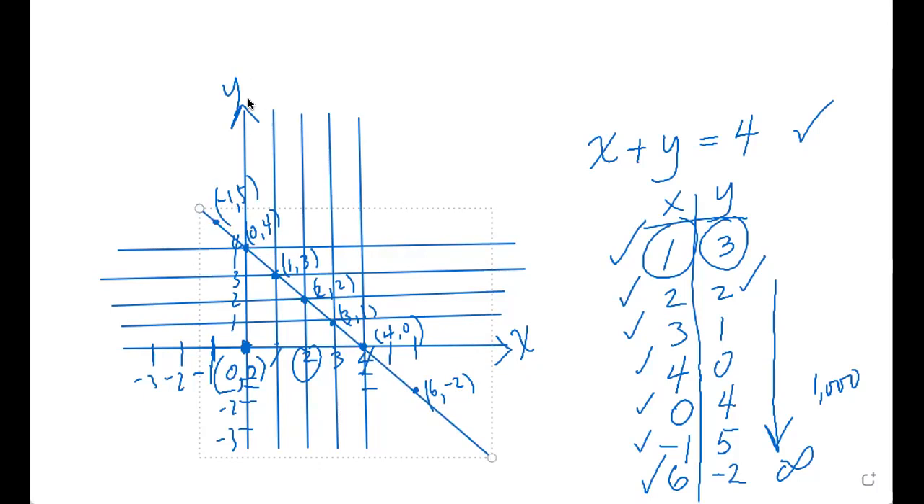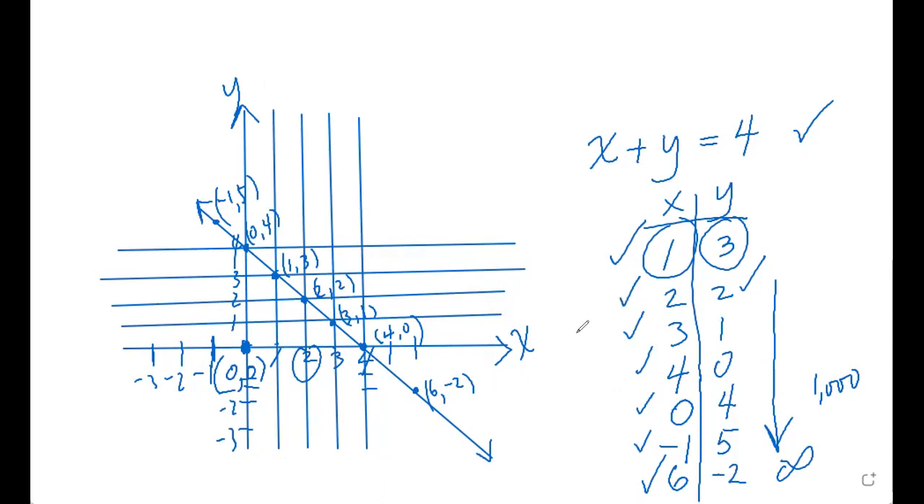Okay. And of course, when you draw the line, put an arrow to indicate that it goes to infinity. And that's why we say the solution for this is infinite, because you can go as far down, as far up as you want.